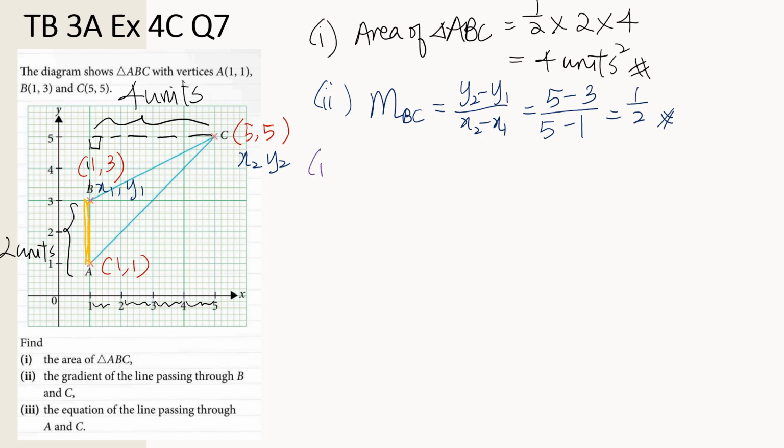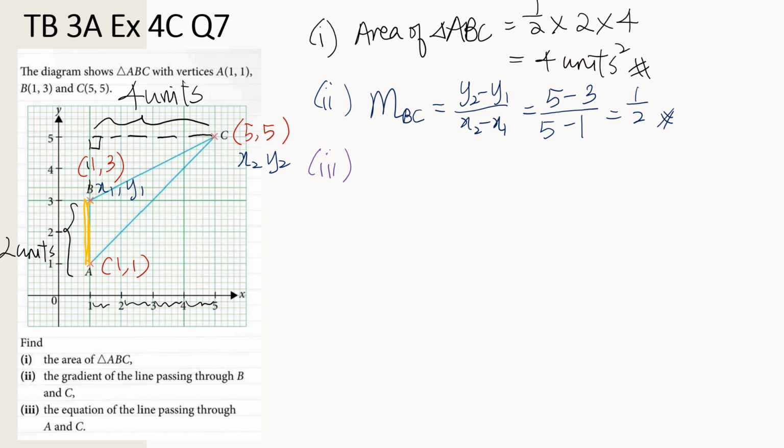Let's use purple color. Let's make our learning more colorful. Part 3. Find the equation of a line passing through A and C. Actually, the question should be just find the equation of a line passing through B and C, since we already found the gradient for it. Okay, never mind. So find the equation of a line.